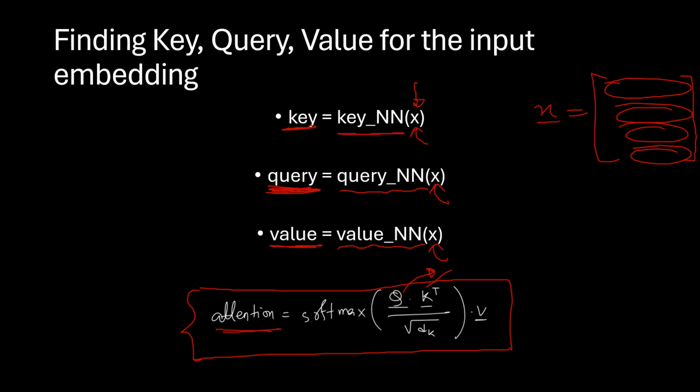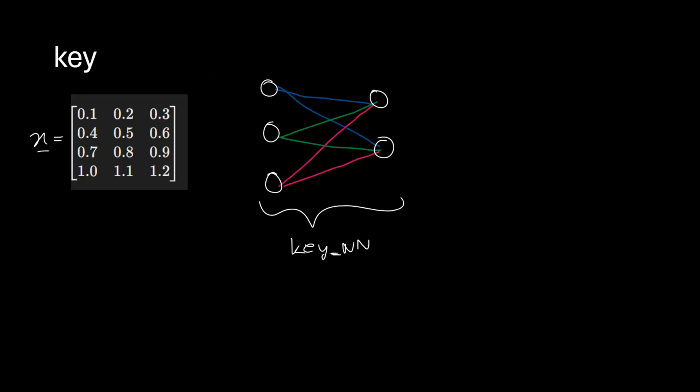So first, let's calculate these 3 things: key, query, and value. First of all, we will give this input embedding matrix into a linear neural network, and this neural network will give us as output the keys. So let's see what the procedure is. Each row of this input embedding matrix is one embedding. So we will put this row as input into this neural network.